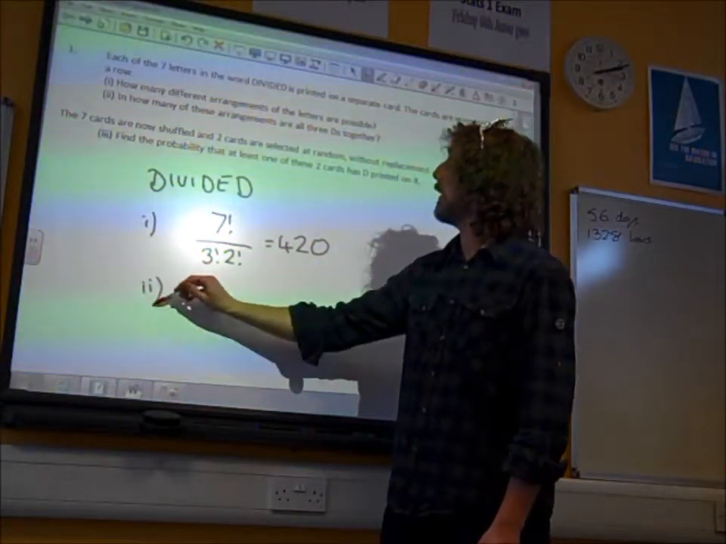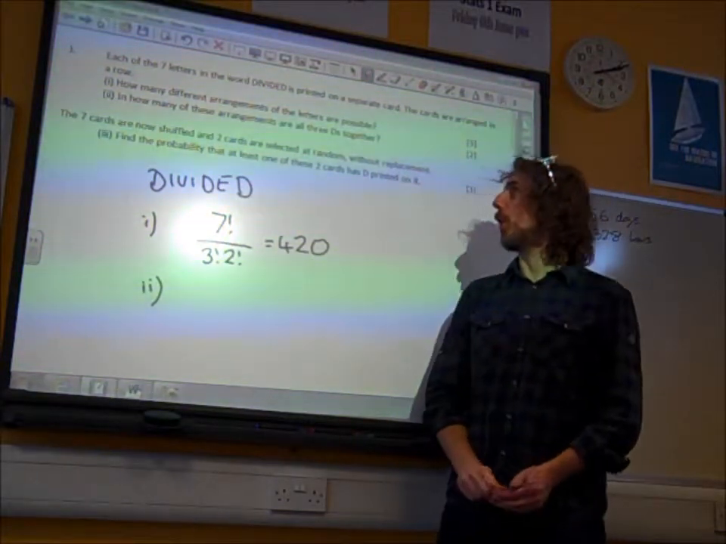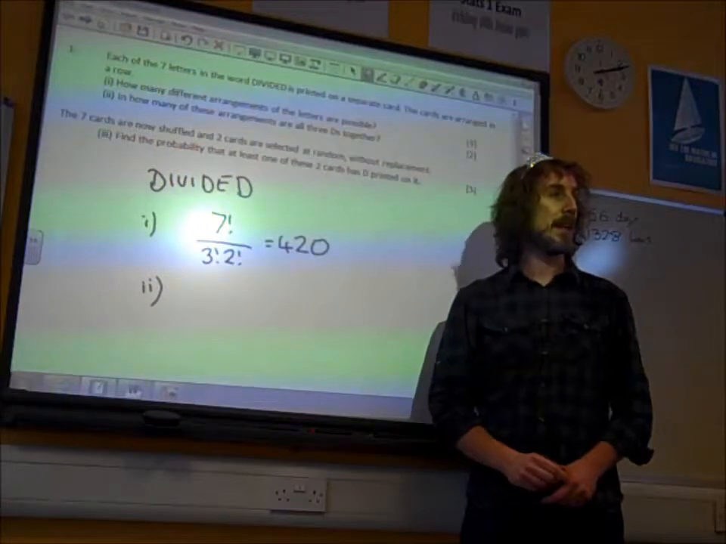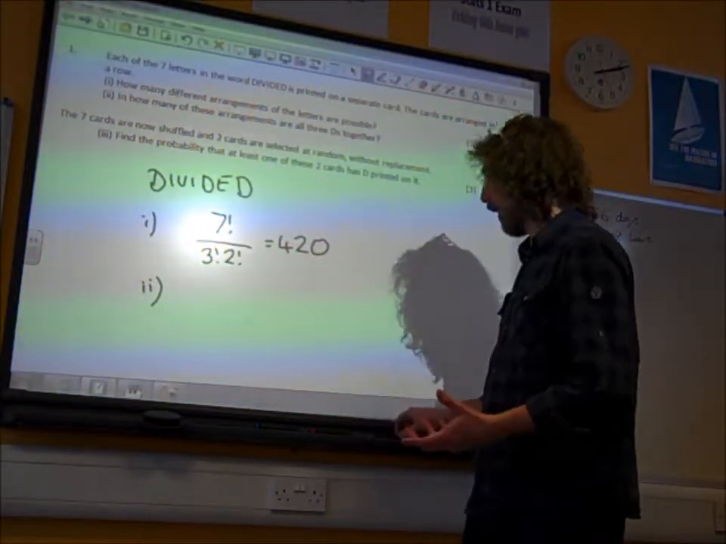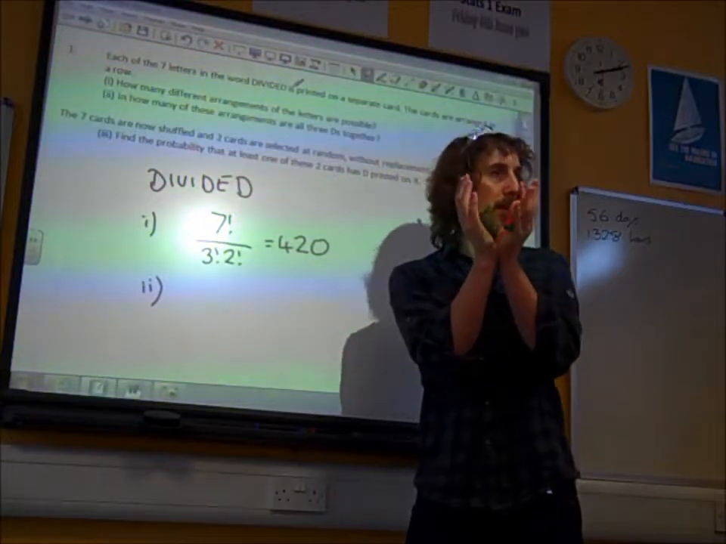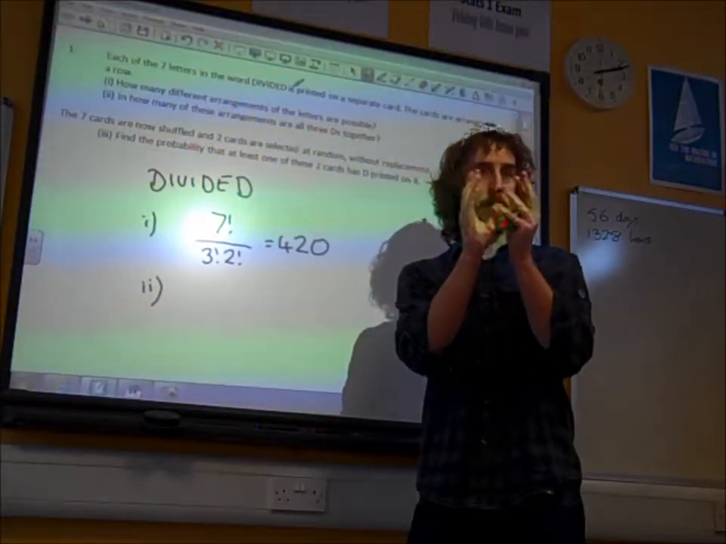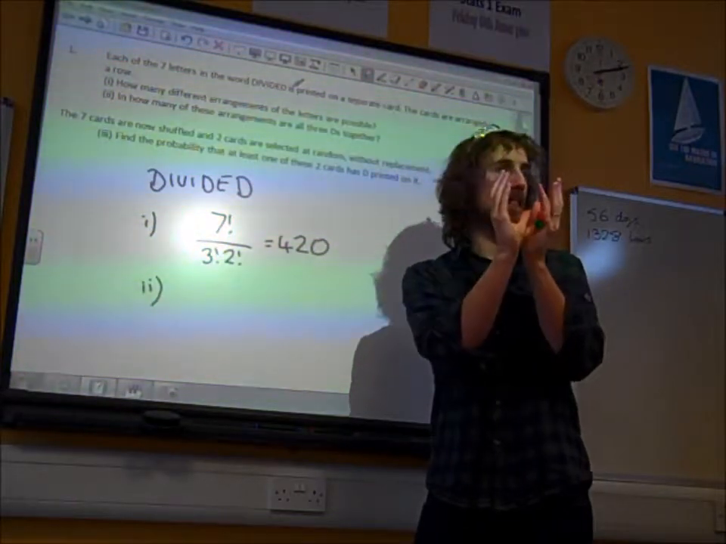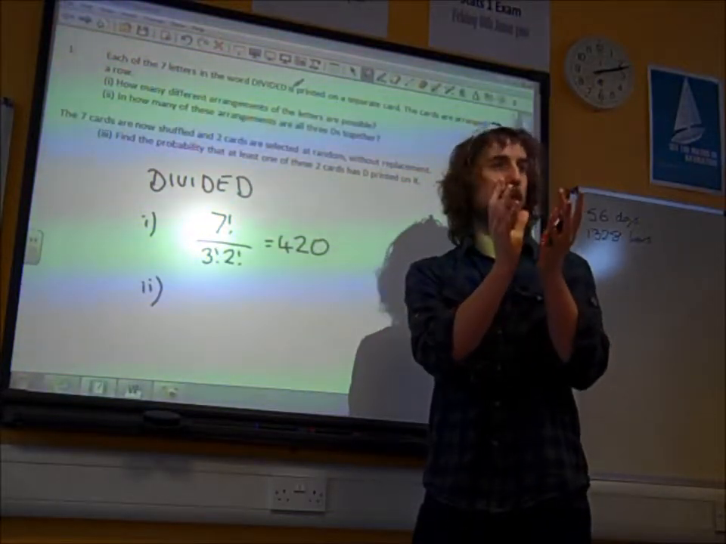Part 2. In how many of these arrangements are all 3 Ds together? Well, that means we're now thinking about one item that is the 3 Ds. Once we've grouped the 3 Ds together, they're just a group of 3 Ds. We don't need to think any more about them. It's indistinguishable what these 3 Ds are doing.